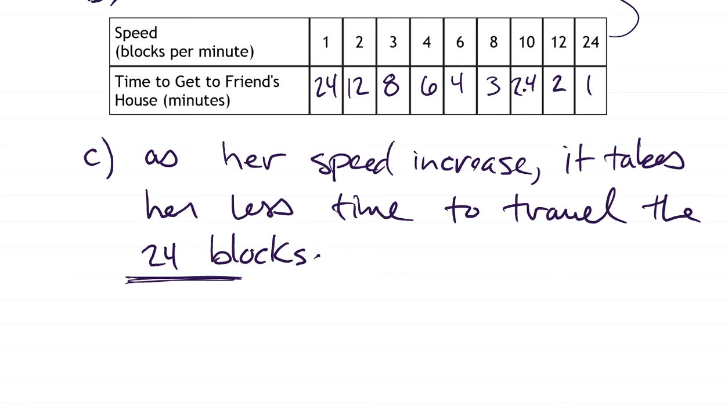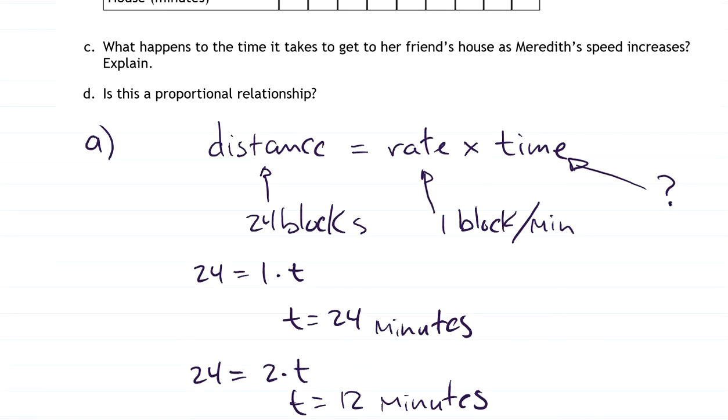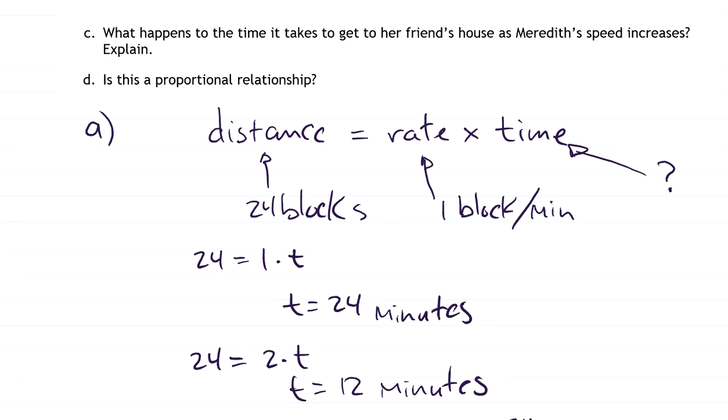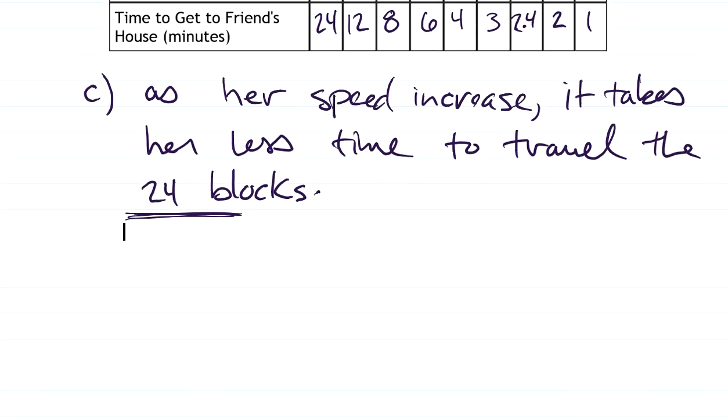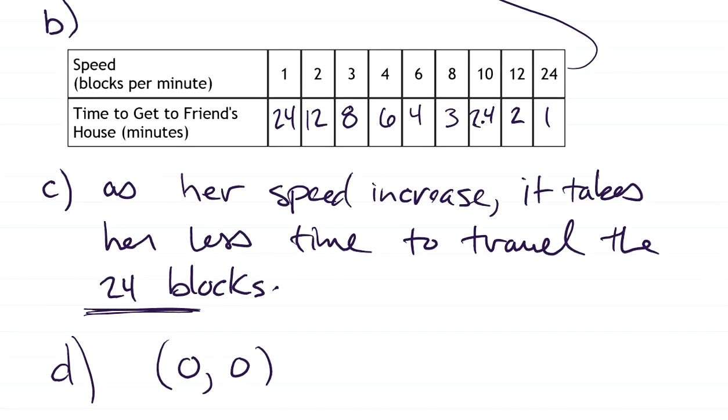And then finally for D, it says, is this a proportional relationship? And actually, it is not. And one of the things I know and I always consider is this point 0, 0 has to make sense in order for a relationship to be proportional. And that would mean that if she was traveling at a speed 0, it would take her no time to get to her friend's house. And that clearly doesn't make sense.